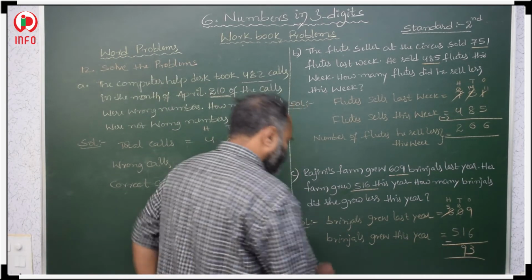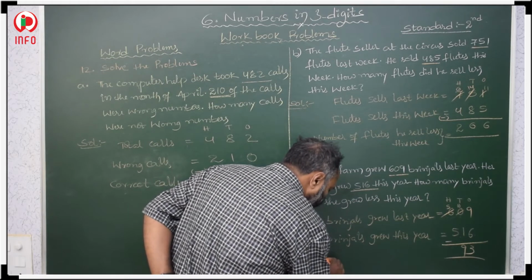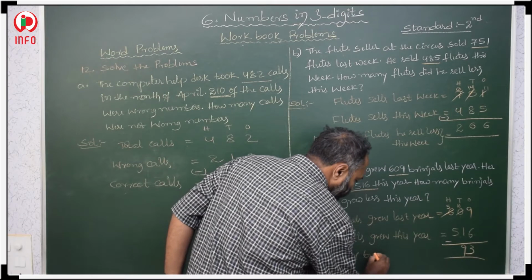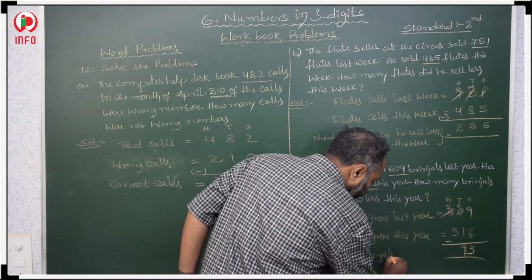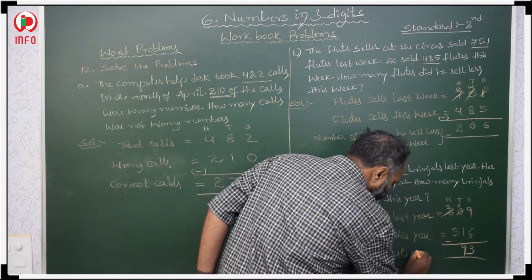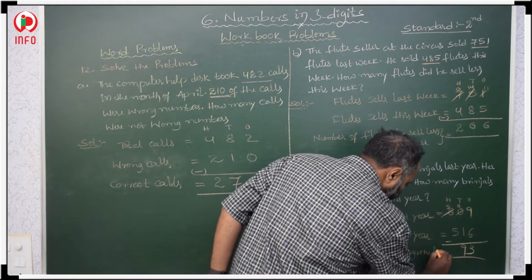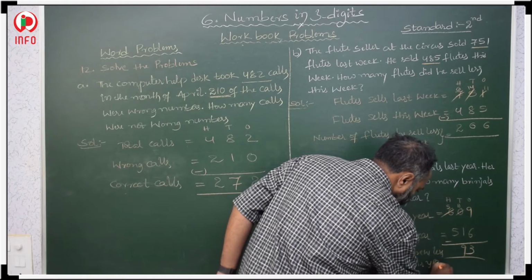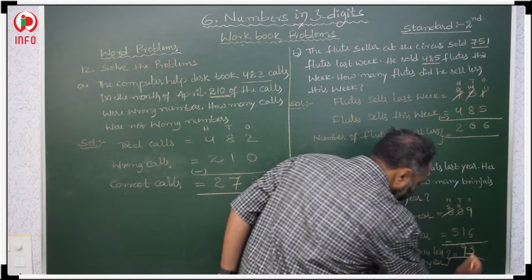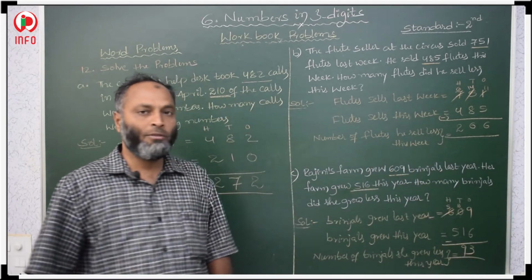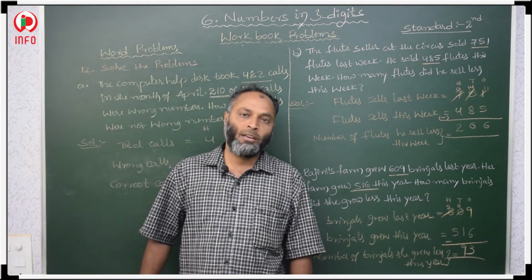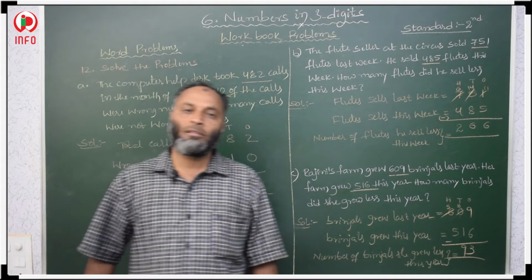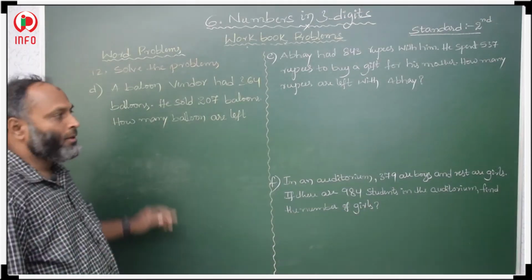Then number of brinjals she gave less this year. How many brinjals? 93 brinjals she gave less this year. Okay. So in this way we have to read the question, understand and do. Okay students. Yes, next question.